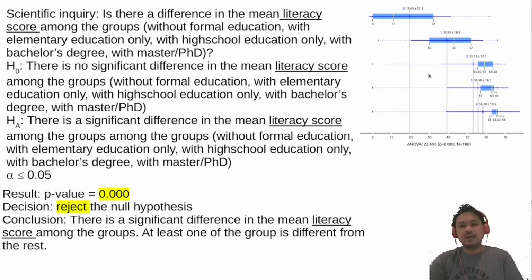If you look here, group 0 is literally far from the rest. They have an average literacy score of 20, which is the lower end of the interval of group 1, even though group 1 has an outlier.